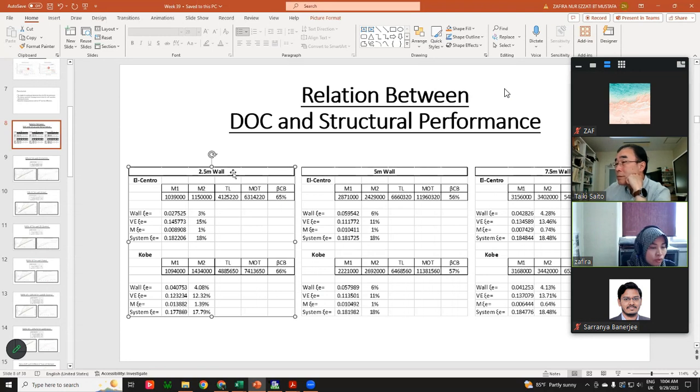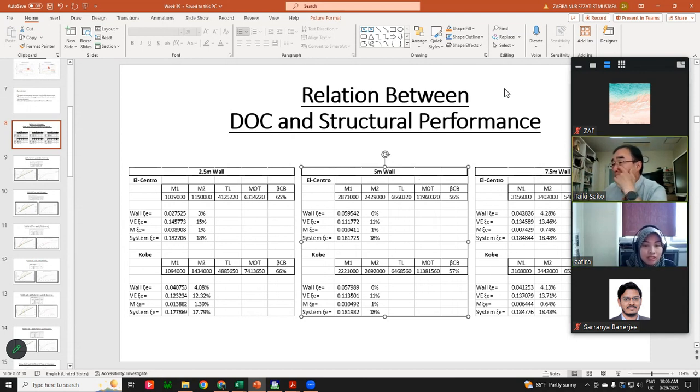So here you can see 2.5. This is 5 meter. This is 7.5. If you look at 2.5, the degree of coupling is higher. Which one is the degree of coupling? This one, beta CB, the degree of coupling. A higher degree of coupling means that the beam is stronger than the wall. That's why the percentage of beam is higher. And 5 meter is balanced between beam and wall. And at 7.5, we can see the wall is stronger than the beam, because the 7.5 length is longer than the others.